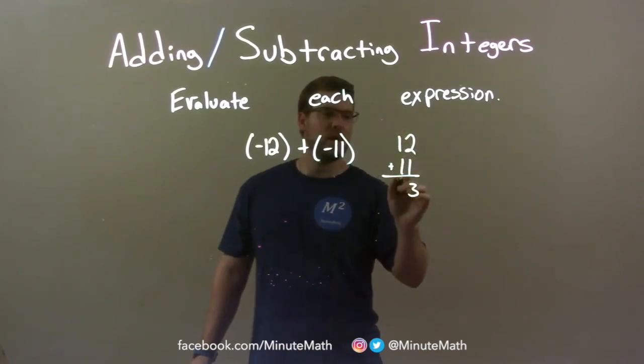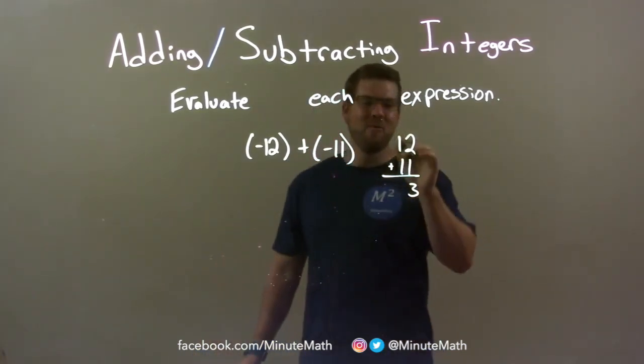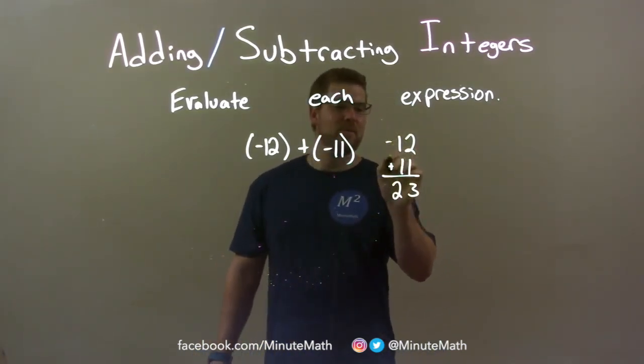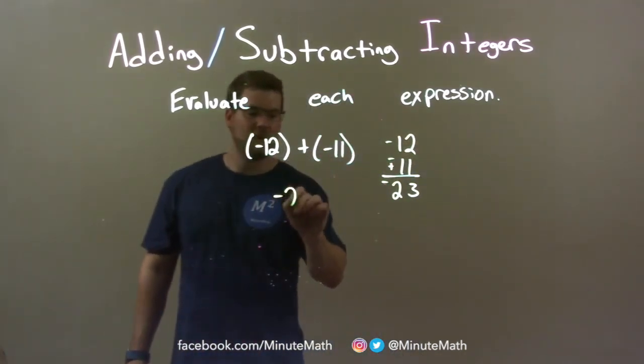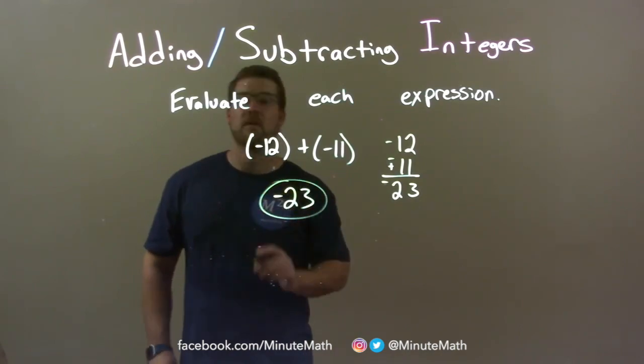2 plus 1 is a 3. 1 plus 1 is a 2. Keep the negatives going across the board because they're all negative. And so our final answer is just negative 23.